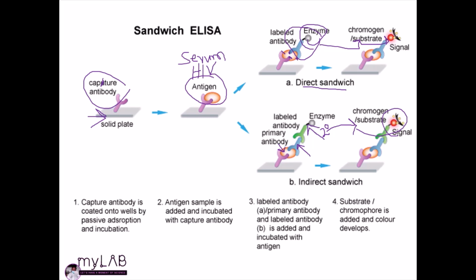Sandwich ELISA: capture antibody, target your serum antigen, in this case HIV, then do it directly by adding a primary antibody that is conjugated to the enzyme, or do it indirectly by adding a primary antibody that is not conjugated and adding an antibody against the primary antibody that is conjugated to the enzyme.